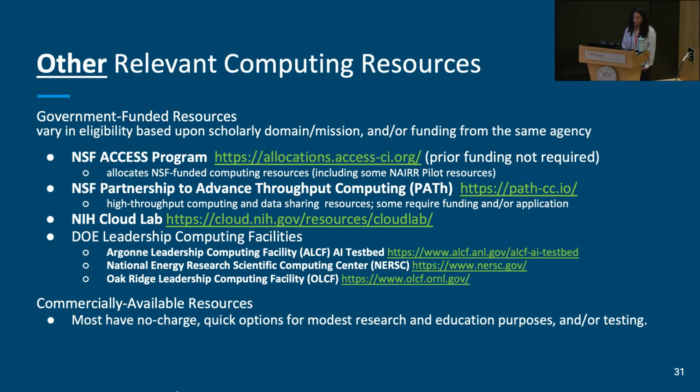There are also some other resources outside of NAIRR available in the very similar startup space. There's the Access program that Shelley talked about. There's the PATH program, which is the NSF Partnership for Advanced Throughput Computing. There's an NIH Cloud Lab. There's a DOE Leadership Computing Facility. As I see with my Science Gateway hat, a lot of times the biggest barrier is awareness of these opportunities. There are a lot of free resources out there.